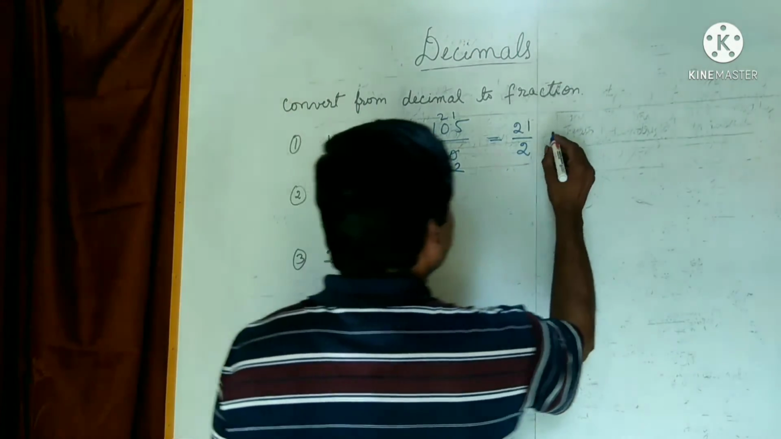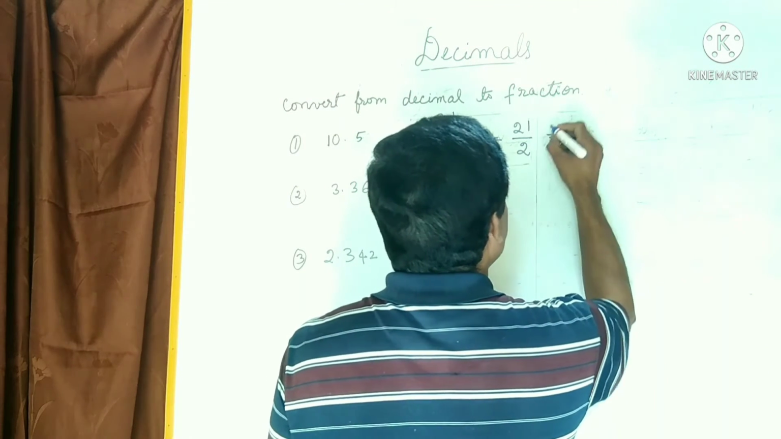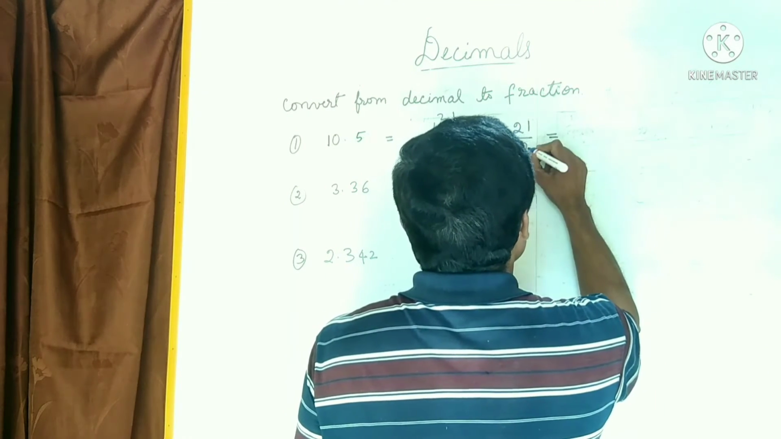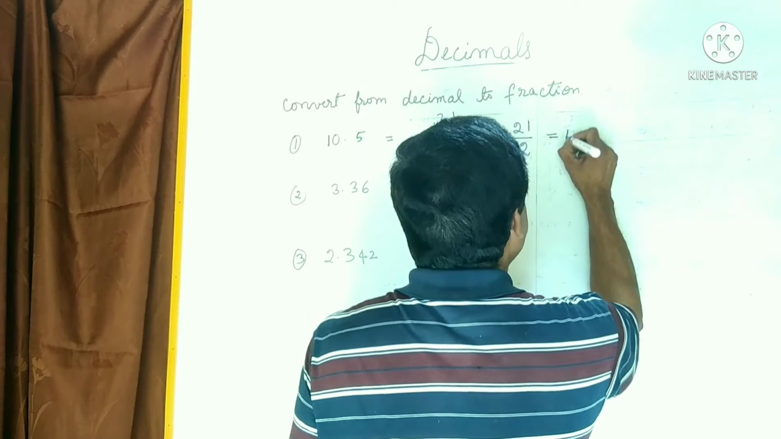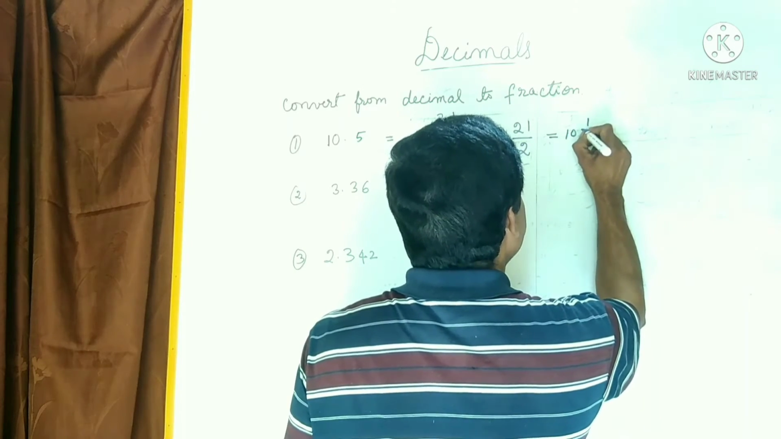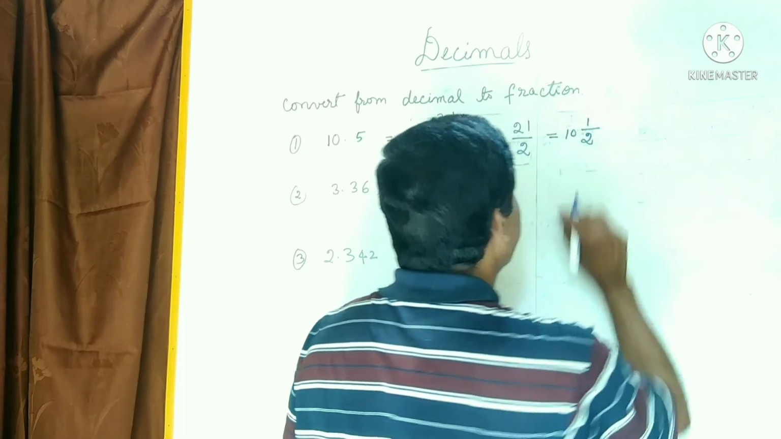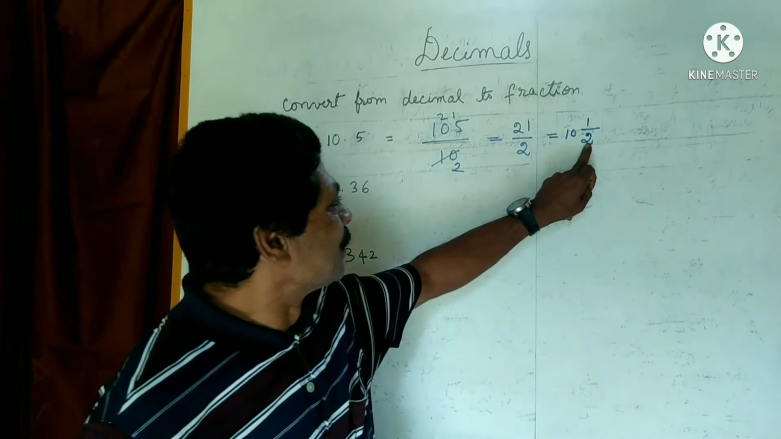An improper fraction, you can write as a mixed fraction also. 2 10s are 20, remainder is 1, and 1/2.